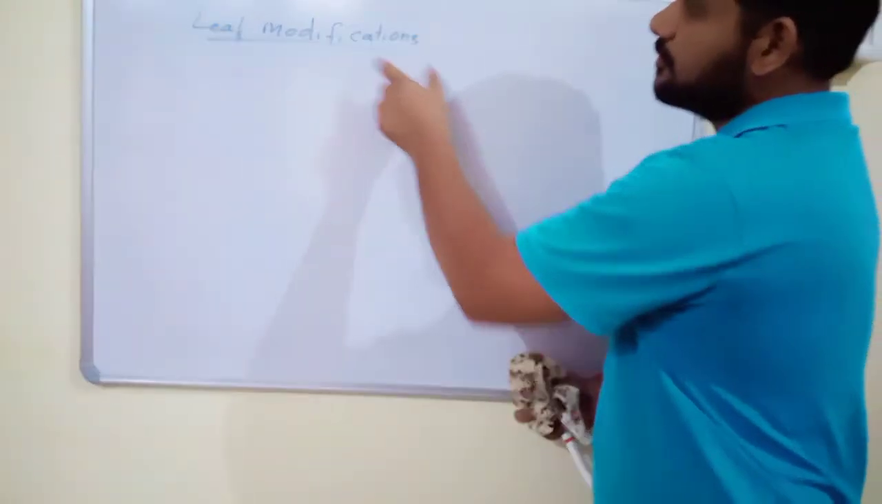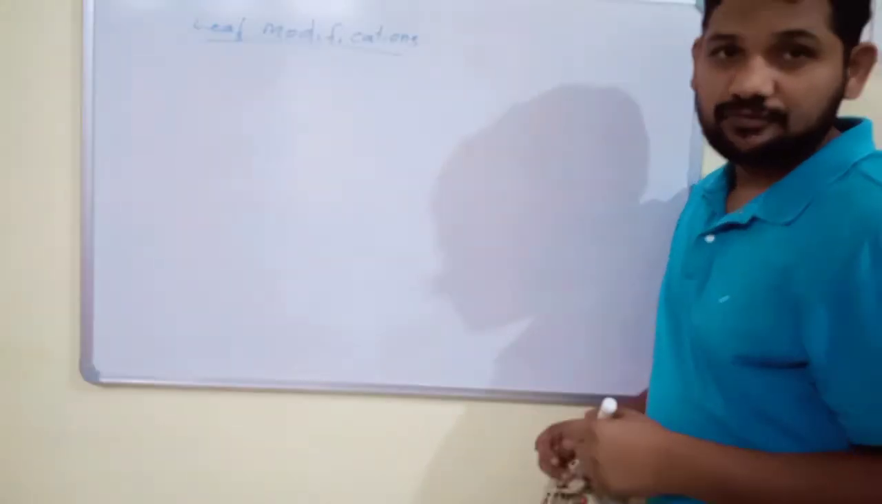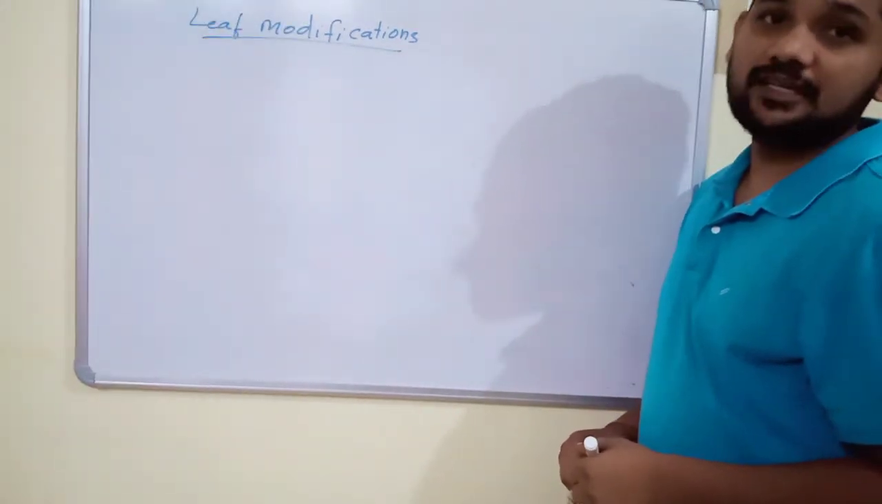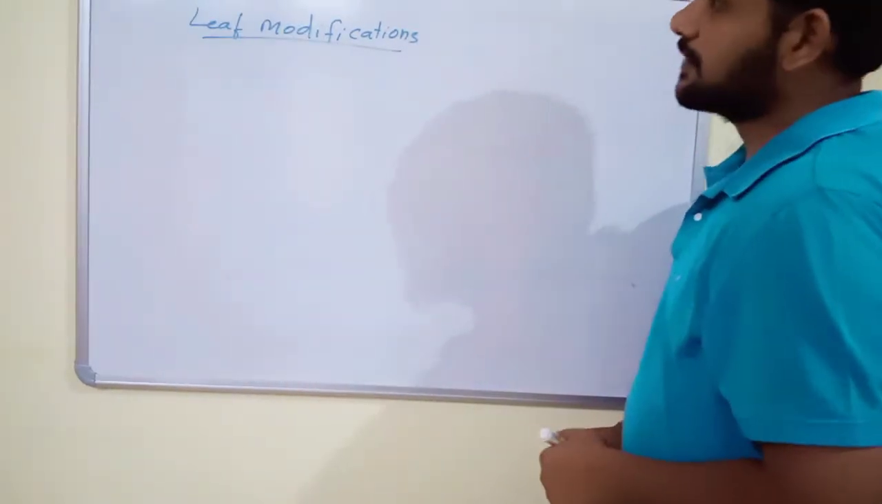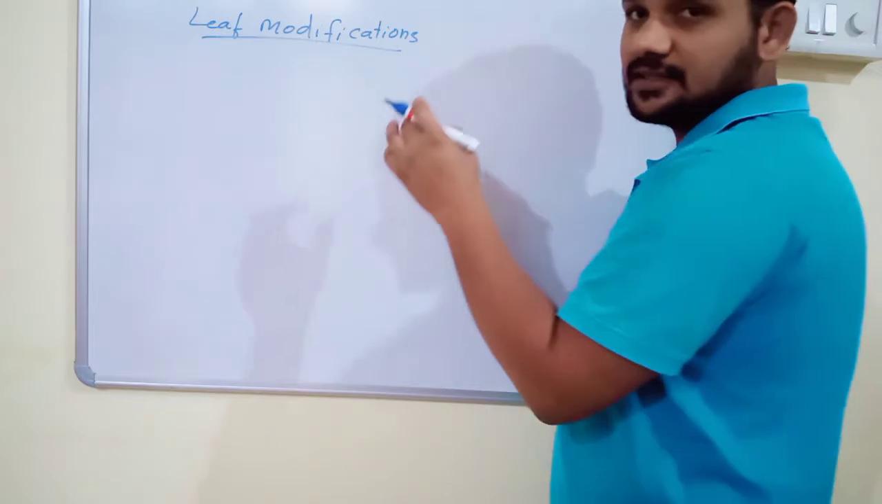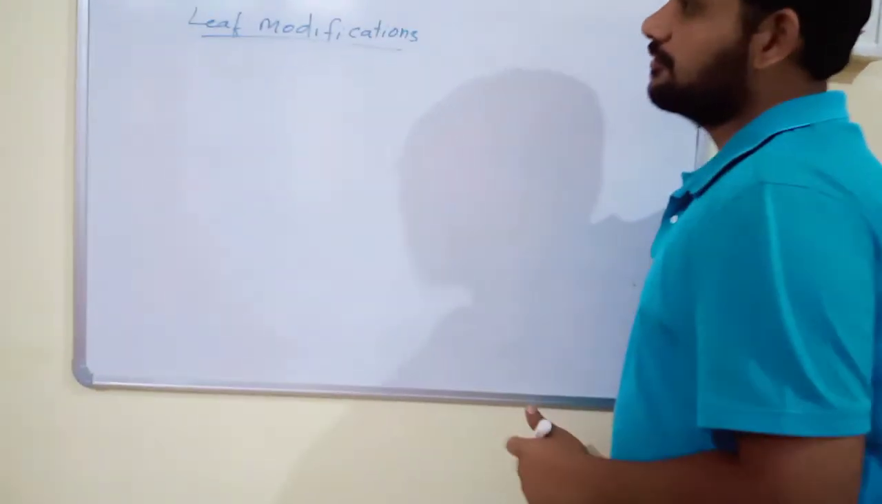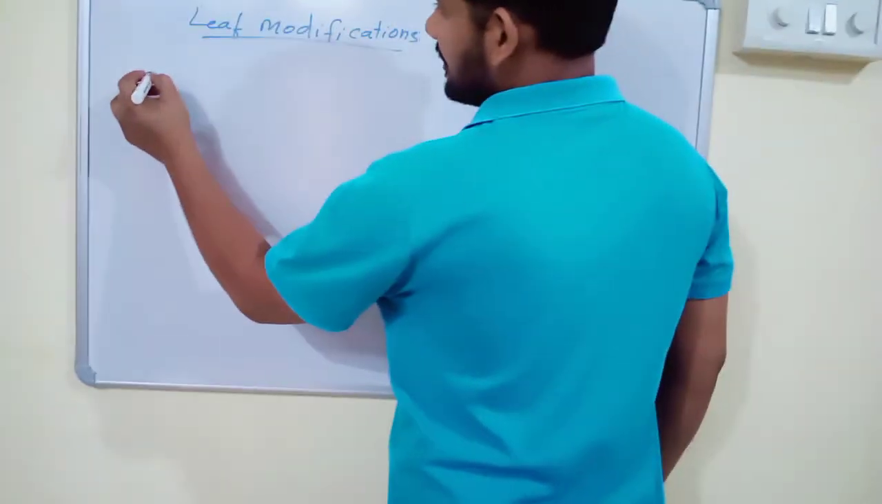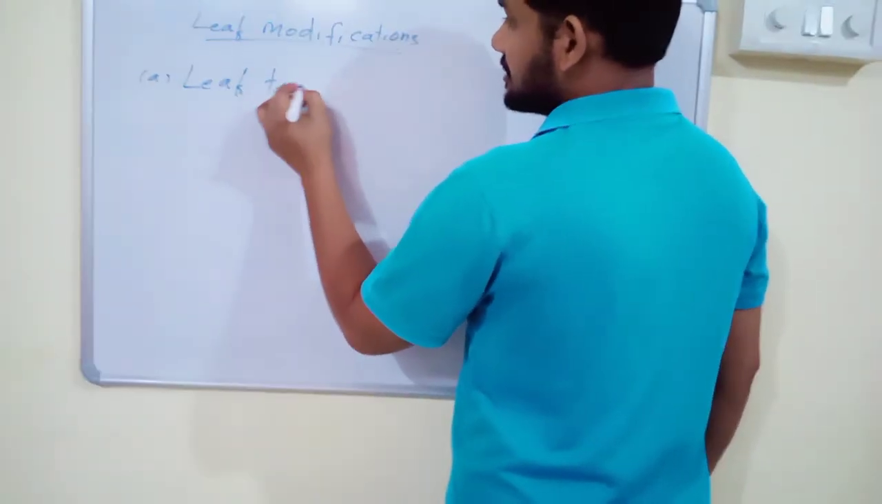So what is leaf modification? The permanent changes occurring in the morphology of the leaf to perform various new functions, or to adapt to changes in the environment. And leaf modifications are again of different types. In these modifications, the entire leaf or any part of the leaf is modified to perform various new functions. There are again various types. The first one is leaf tendrils.